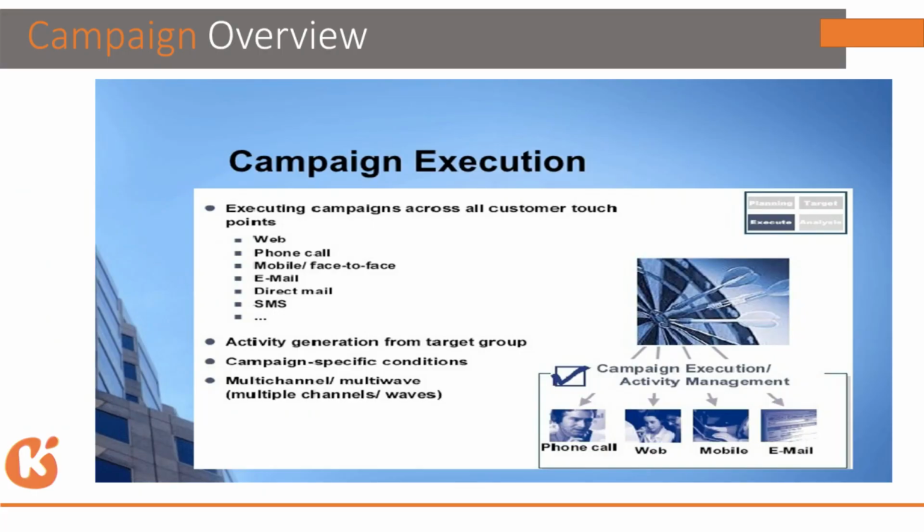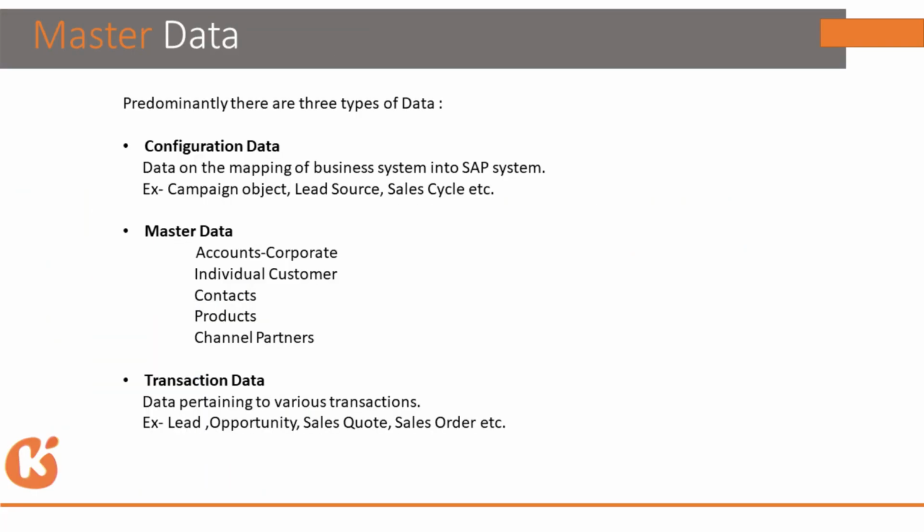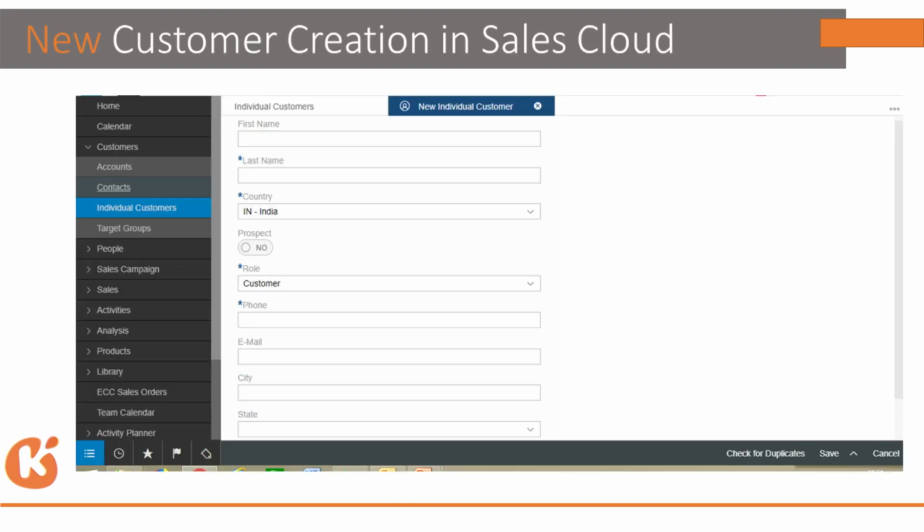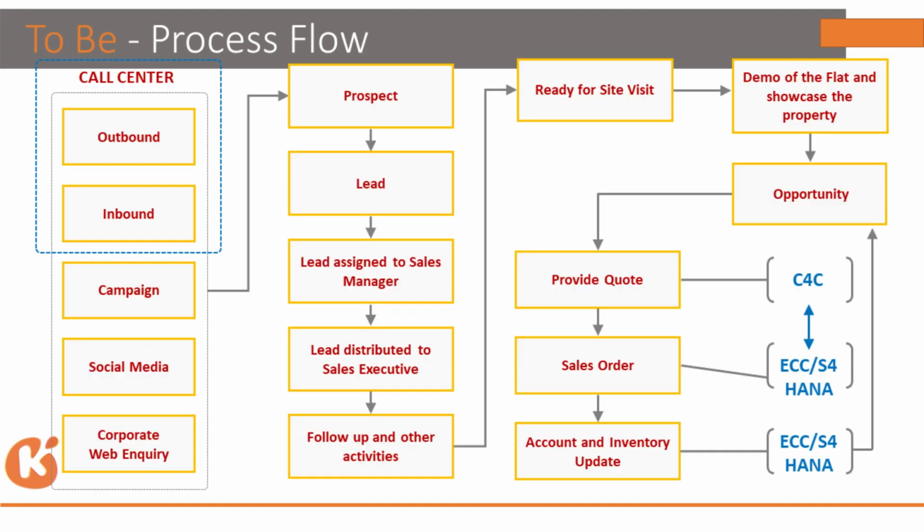Now, configuration data. C4C has account master, contact master, right? You have product master as well. So all the master data is very important to be upgraded and maintained. These are all configuration data, and I've shown you the screen of C4C. You can see the C4C screen once again.